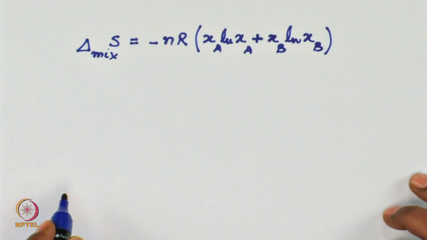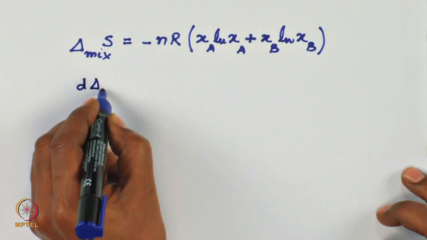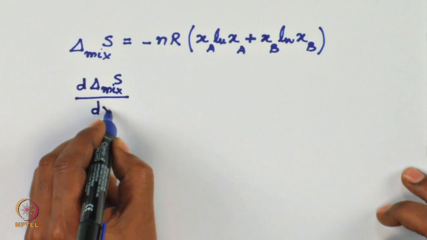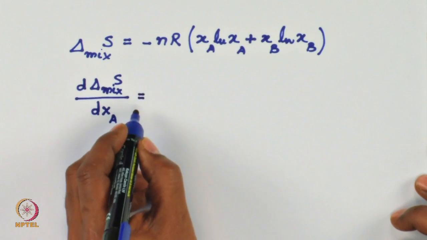What we want to know is when will we achieve the greatest entropy of mixing, that is the maximum entropy of mixing. How do you find a maxima? For any function or for any expression, you take the first derivative and set it equal to 0. That is what we will do. We will take the first derivative of entropy of mixing with respect to x A and we will set it equal to 0.